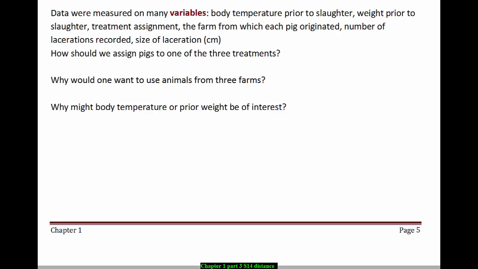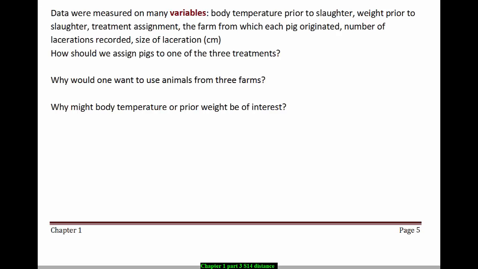Data were measured on many variables: body temperature prior to slaughter, weight prior to slaughter, treatment assignment, the farm from which each pig originated, number of lacerations recorded, and size of laceration in centimeters. Some questions that we'd want to think about here are, how should we assign pigs to one of the 3 treatments? Well, we've got 45 pigs, we've got 3 farms, and we've got 3 treatments. So it might make sense to go ahead and choose 15 pigs from each farm, right?